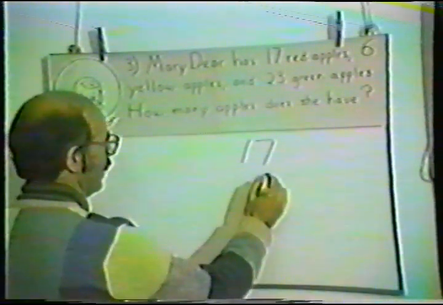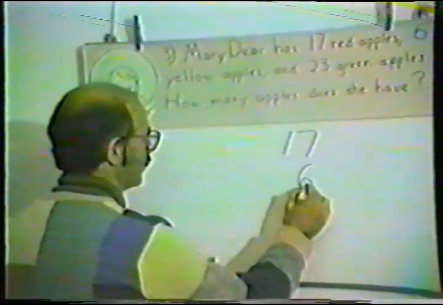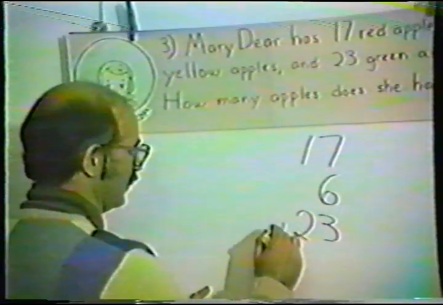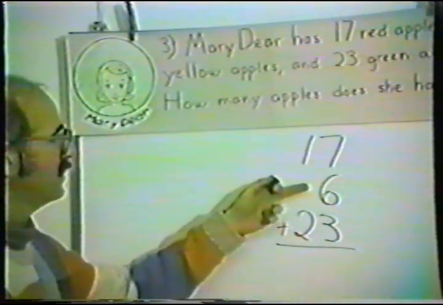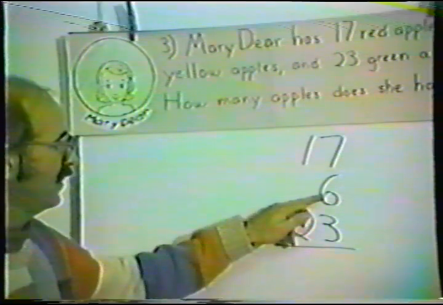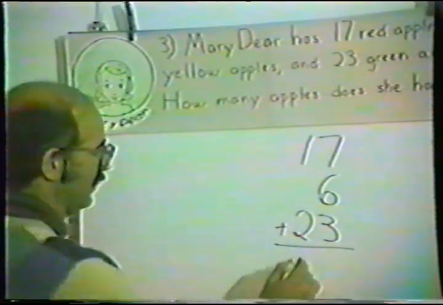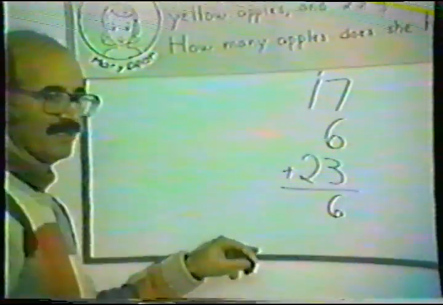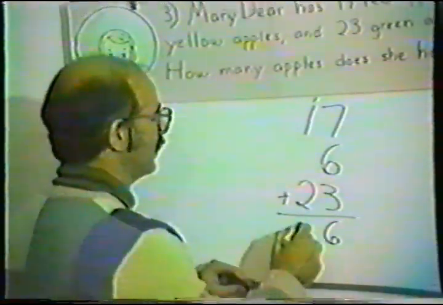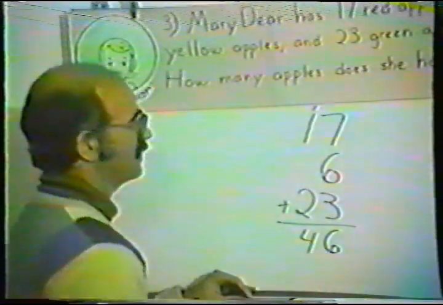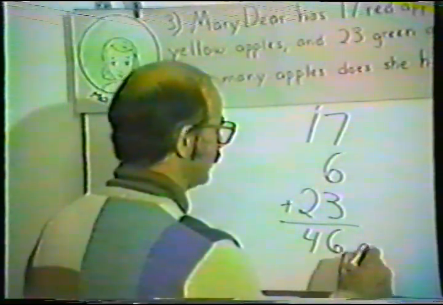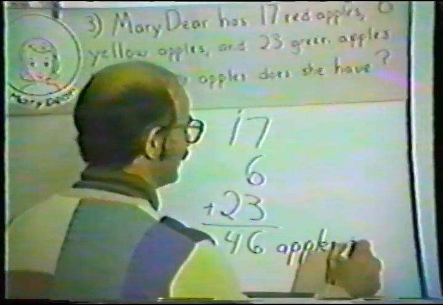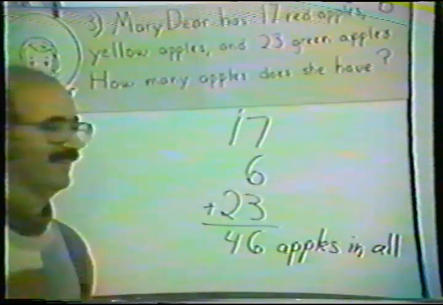17 plus 6, make sure the 6 goes in the ones column, and 23. 7 plus 6 is? 13. Plus 3 more? 16. Put down the 6, carry the 1. 1 plus 1 is? 2. Plus 2 is? 4. 46. 46 what? Apples in all. Very good. Apples in all.